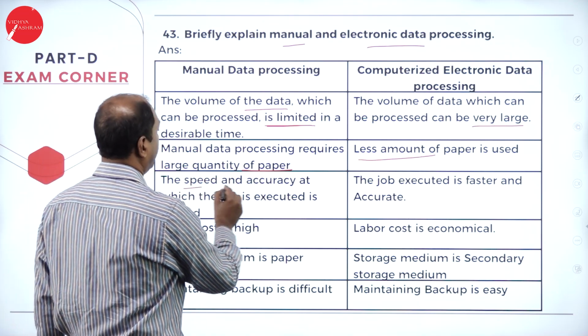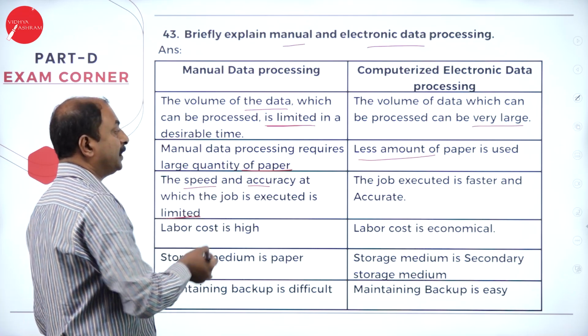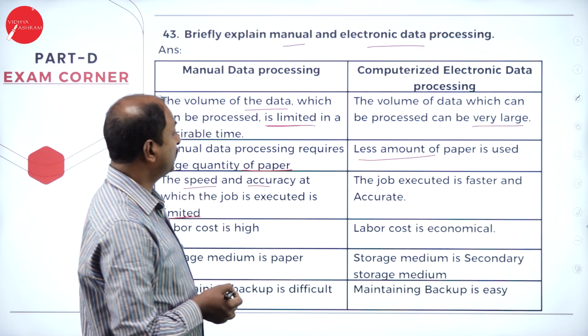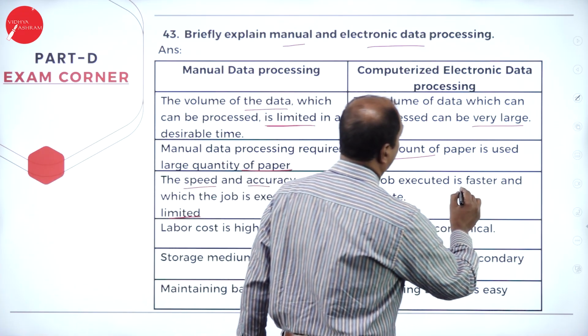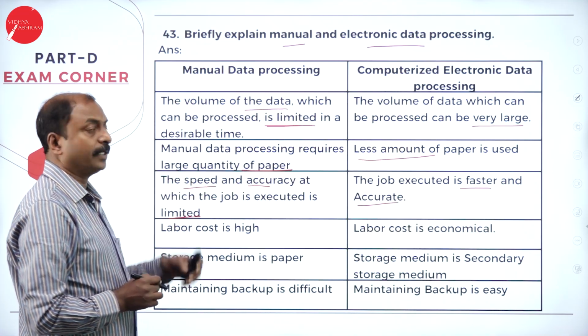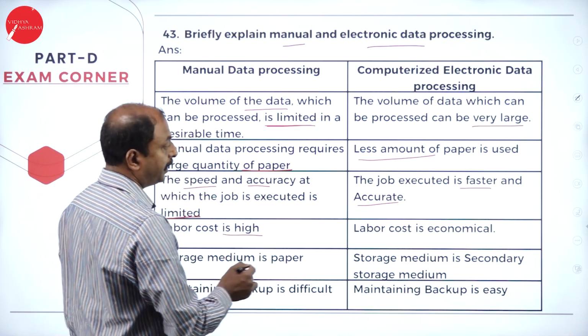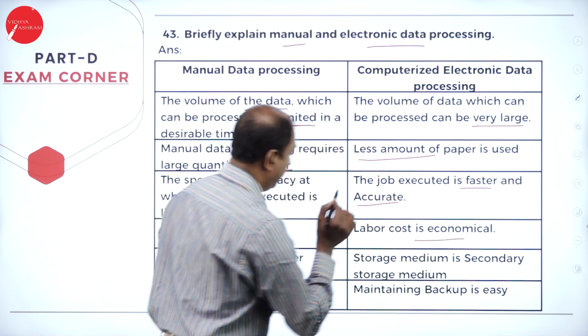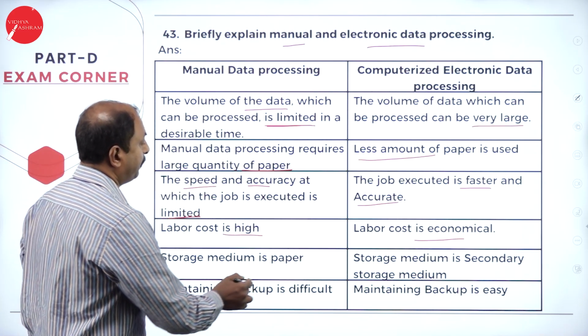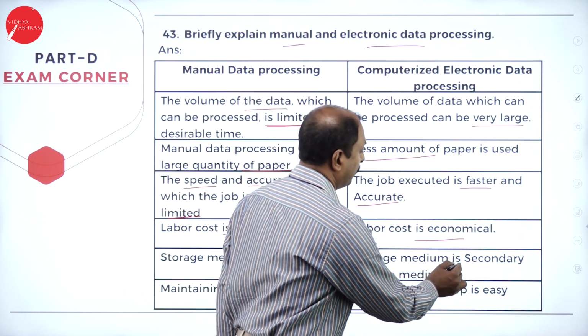In manual processing, the speed and accuracy of a job executed is limited, because it depends on the human being or the user. But computerized processing is faster as well as more accurate. Labor cost is high in manual processing, whereas computerized processing is economical. Next, the storage medium is paper in manual processing, and secondary memory devices in computerized processing.